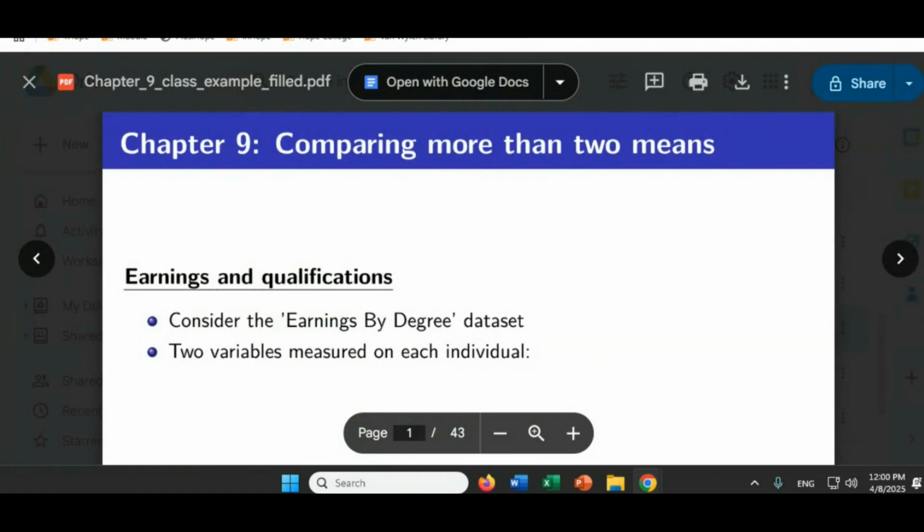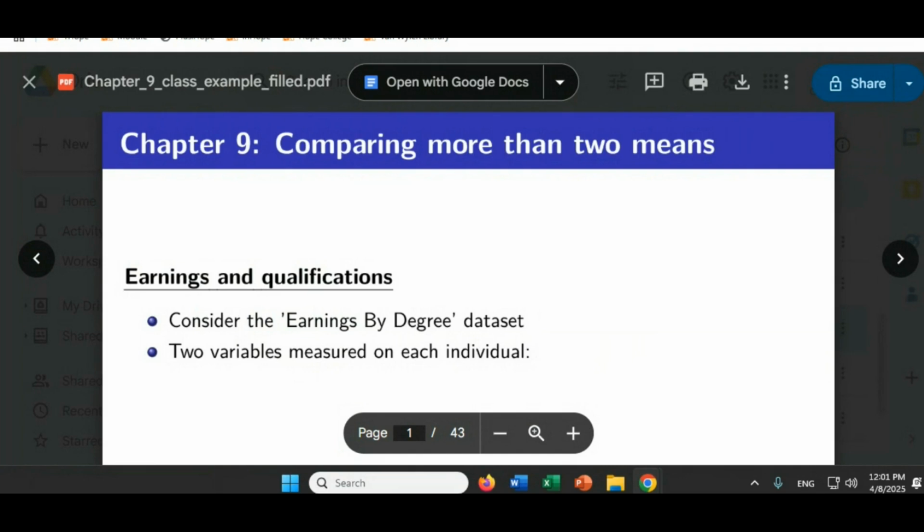Okay, welcome back. We're going to start chapter 9 today, and we're going to talk about comparing more than two means. I think we can see the natural progression. In chapter 5, we compare two proportions. Chapter 8, we compare more than two proportions. Chapter 6, we compare two means. Now, chapter 9, we compare more than two. So this is a generalization of what we've already seen before.